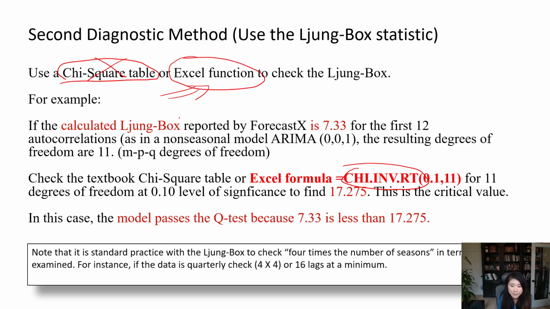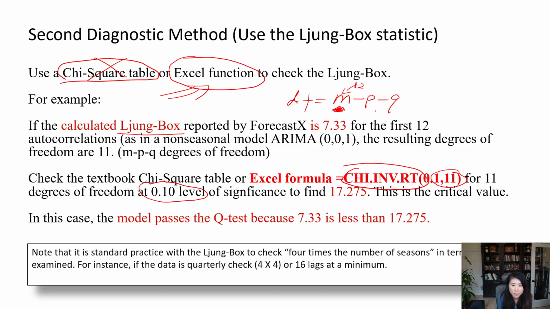For this statistic, we plug in equals CHISQ.INV.RT, and then the significance level, usually defined in the question. It's the 0.1 level, so I use 0.1. The difficult part is the second entry, which is the degree of freedom. The degree of freedom is equal to M minus P minus Q. We just spent a lot of time explaining what M is, right? M is the number of lags we use to create our Ljung Box statistic. By default, if we don't have any seasonality, the M value will be equal to 12.